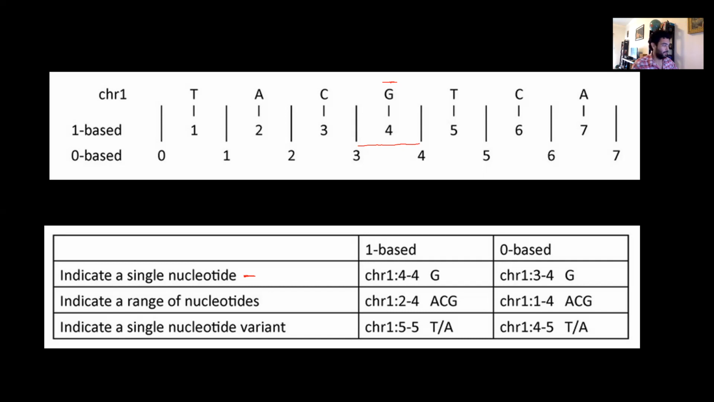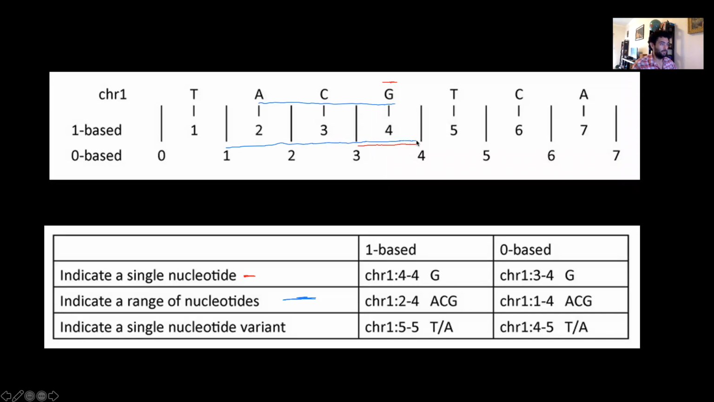Now let's look at one where you're looking at a range of nucleotides, which is something that you see with like structural variants or indels or other things, right? So here it's going from 2 to 4, right? So 2, 3, 4, right? ACG. That makes sense. Now, to get to the same position or the same nucleotides in the 0 base coordinate system, it's going to be 1, 2, 3, 4.